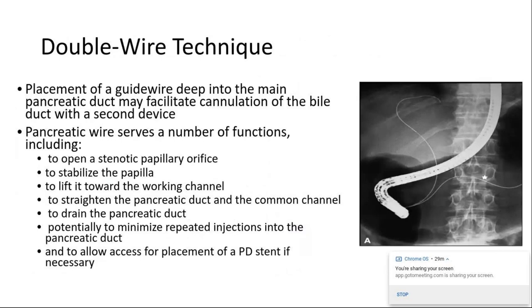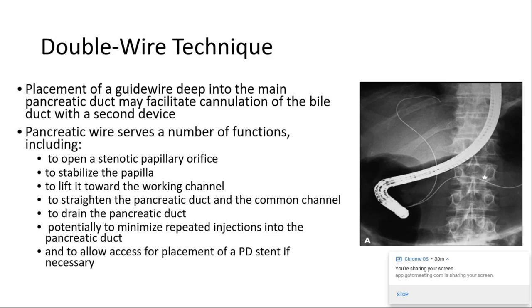So in addition to being commonly employed in clinical settings, the double wire technique has also been validated in the literature. A randomized controlled trial assessed the efficacy and safety of pancreatic wire placement for achieving biliary cannulation. In a study looking at patients who had failed conventional cannulation and were randomized to persistence of usual techniques versus placement of a pancreatic guide wire to facilitate cannulation, success was achieved in 95% of the patients with the PD wire compared to 60% in the persistence group, with no episodes of pancreatitis or other complications in either group.